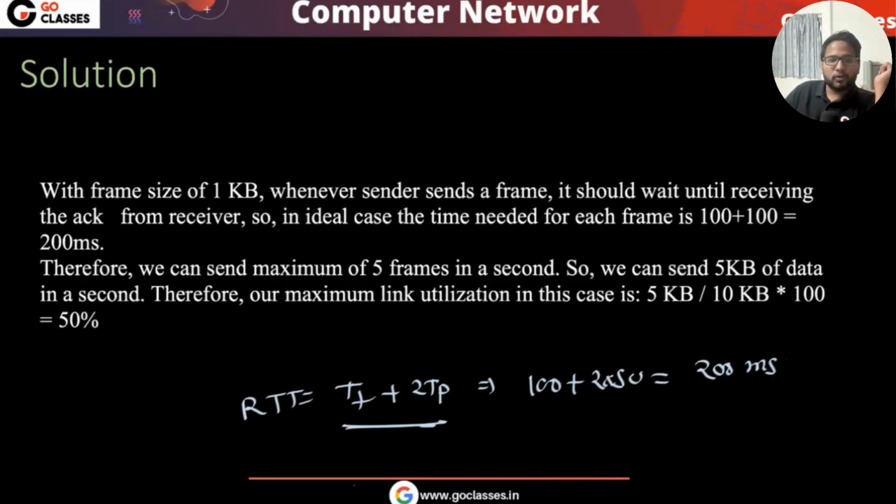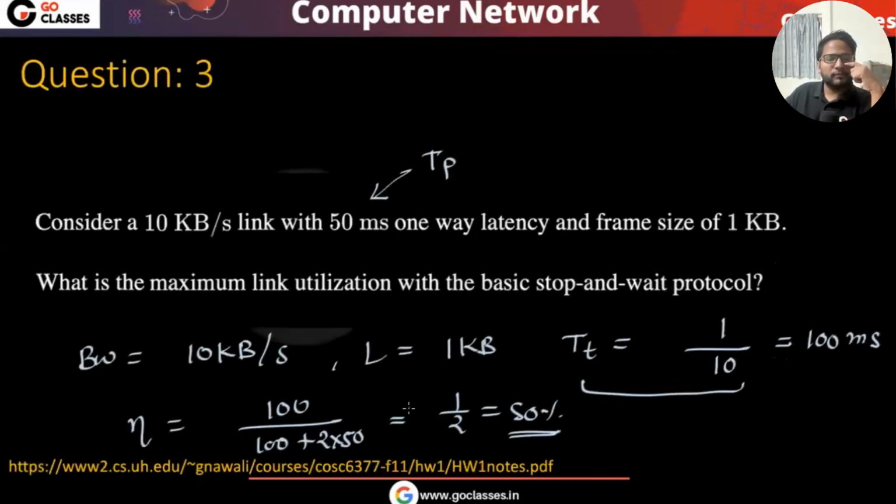Suppose they ask you the throughput here. Can you calculate the throughput? To calculate the throughput, you can multiply efficiency and bandwidth, and you will get 5 kbps. So the throughput will be 5 kbps, right? But you can also find the throughput without the formula.